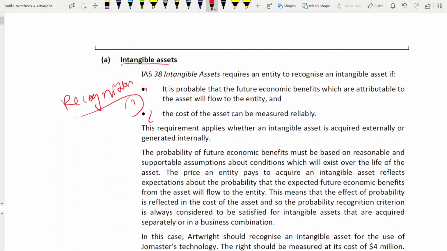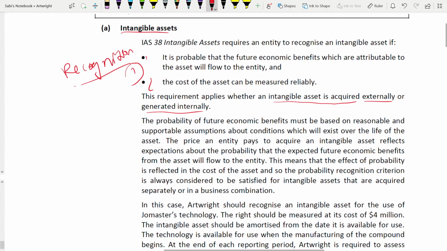But remember, this requirement applies whether an intangible asset is acquired externally or generated internally. Always, whenever we are talking about intangible assets, you have to specify this, whether you are acquiring it externally from someone else, another firm, or you have generated the intangible asset internally. For example, your business has a brand. You have created a brand. That is something that you have internally generated. You cannot recognize it in the financial statements. But if you have got it from someone else, you bought it, externally acquired, you can recognize it. So make sure that you mention this also in your answer.